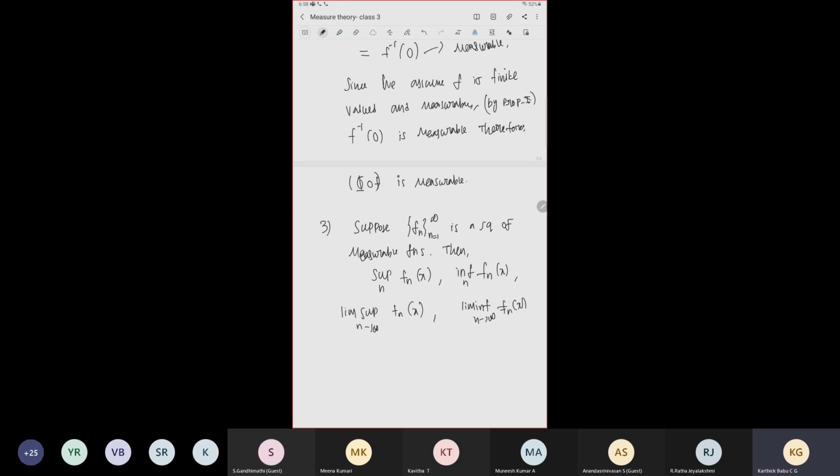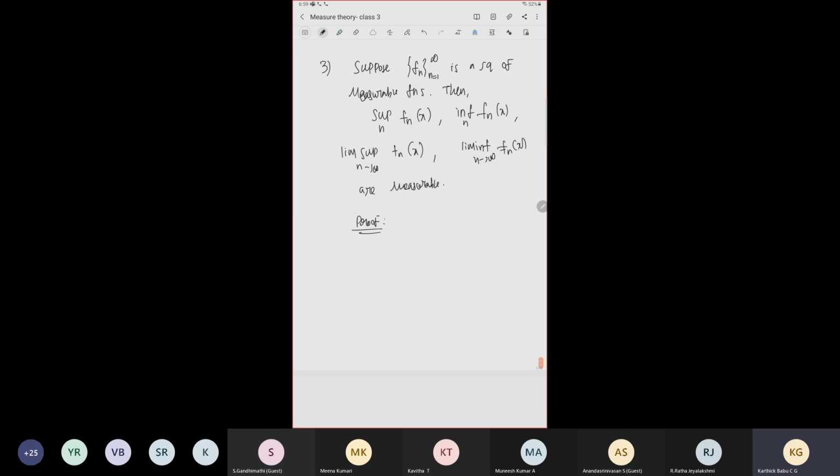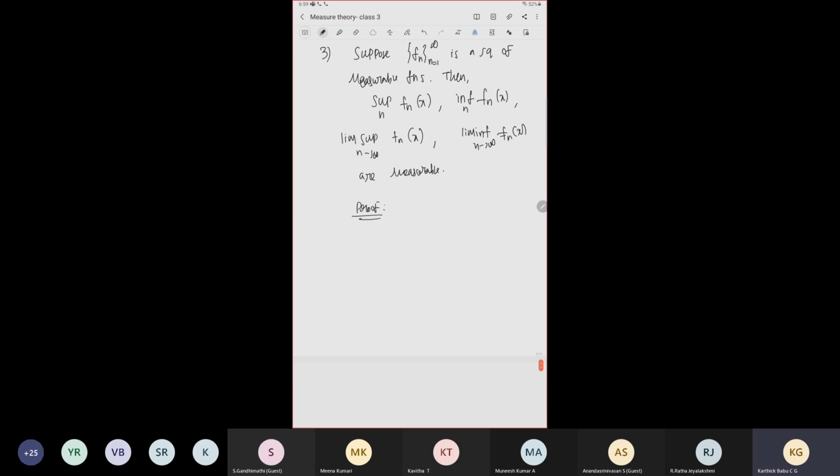If we consider a sequence of measurable functions, then all these functions are measurable actually. These always exist and those functions are measurable. So for the proof, I think this also simply follows from countable union and finite operations and those things. So we observe that.